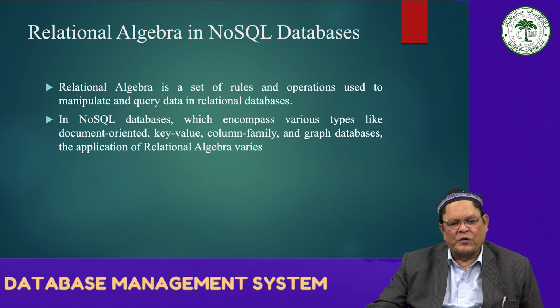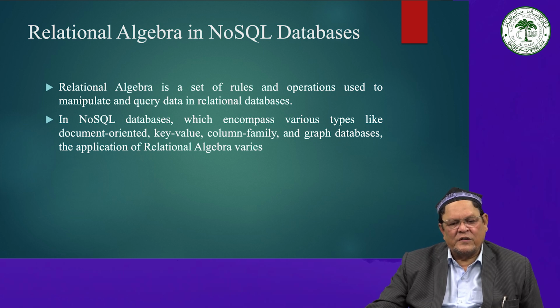Key value store. Example is Redis. While lacking a schema, some relational algebra principles like selection and projection can still be applied to filter and shape data retrieval from the key value pairs.